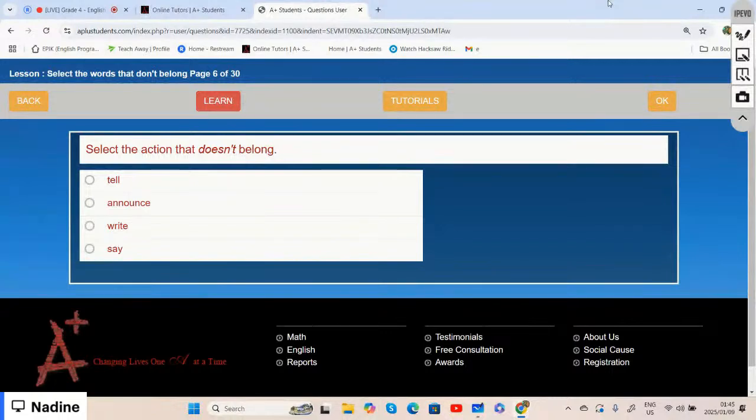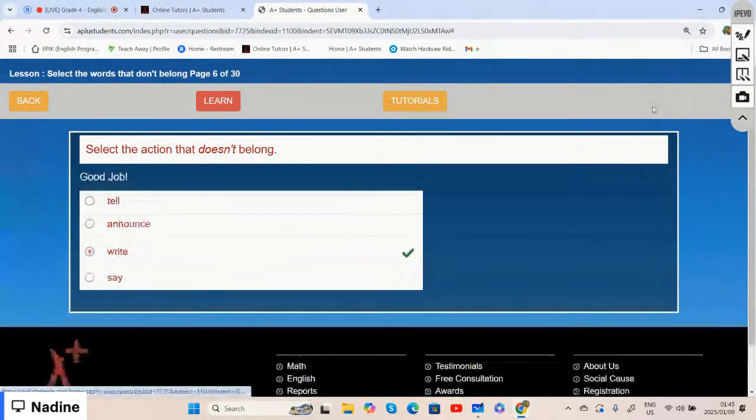All right. And if we were to select the action that doesn't belong, then we can say writing does not belong, because telling someone something is the same as announcing something, is the same as saying something, but writing is different. Well done.